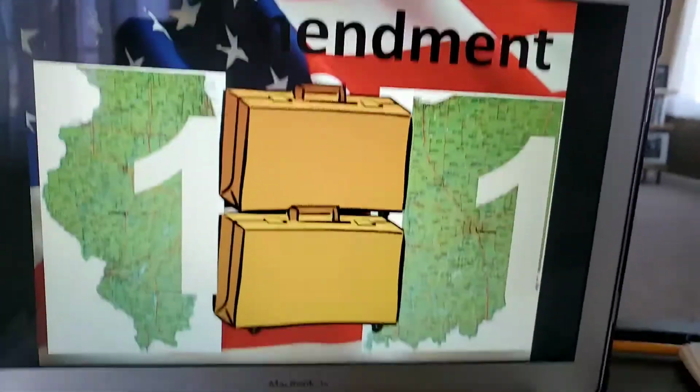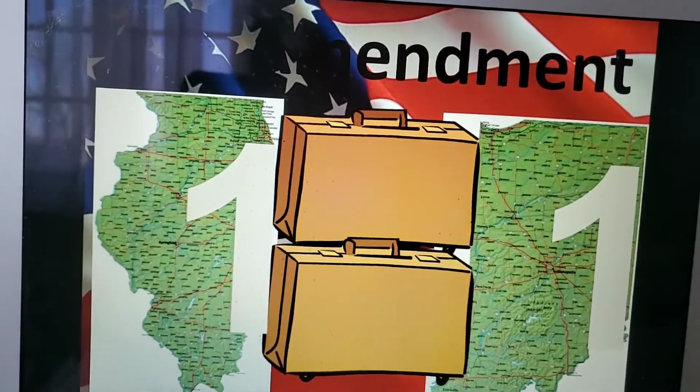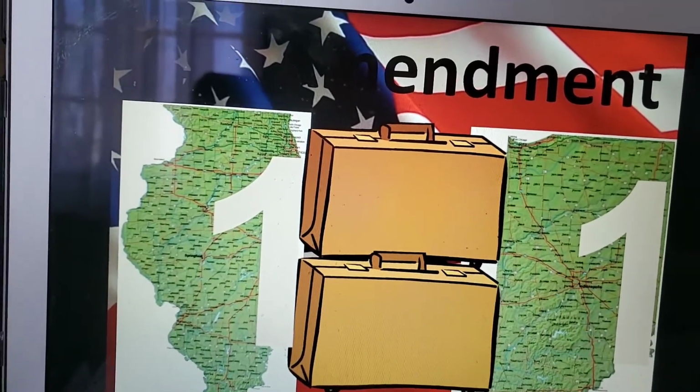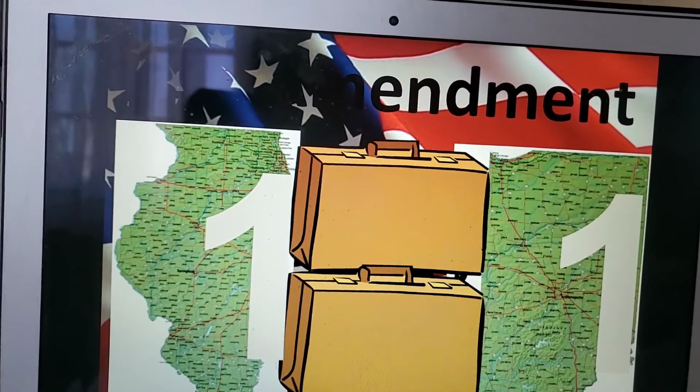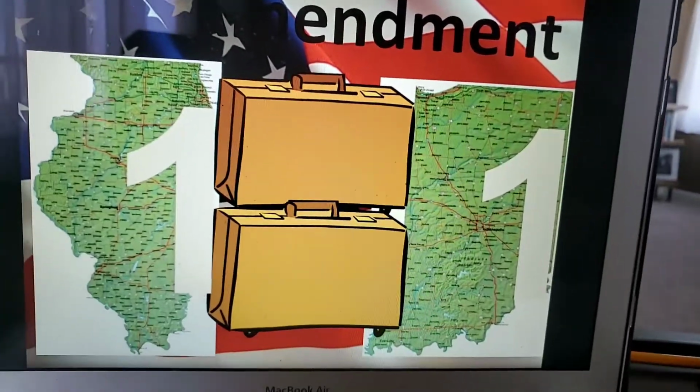All right, hello everybody. We're going to keep on going with Amendments 11 through 20. So this video is 11 through 20. So starting with Amendment 11. Amendment 11 designates that state courts will hear cases between citizens from different states.